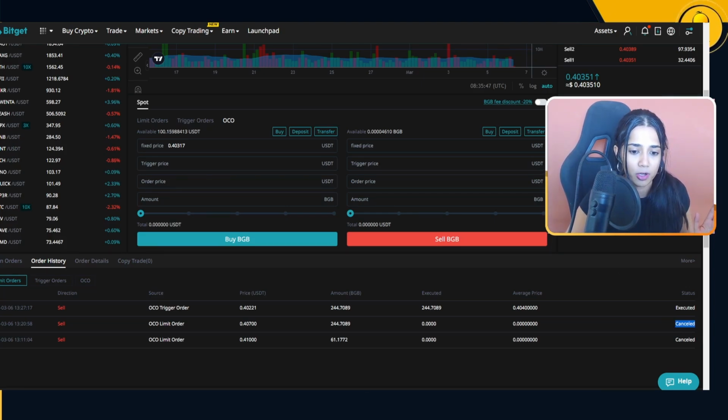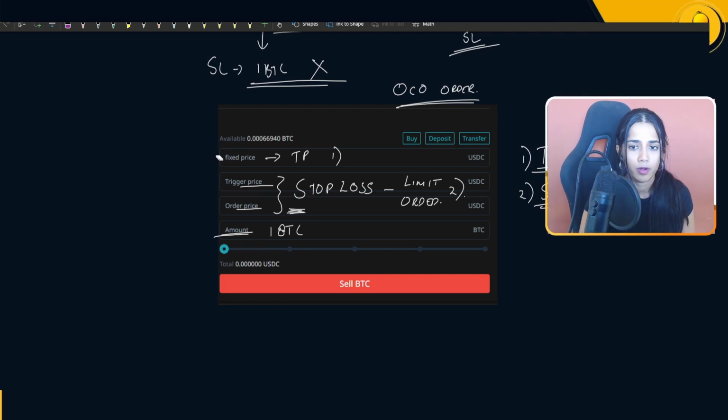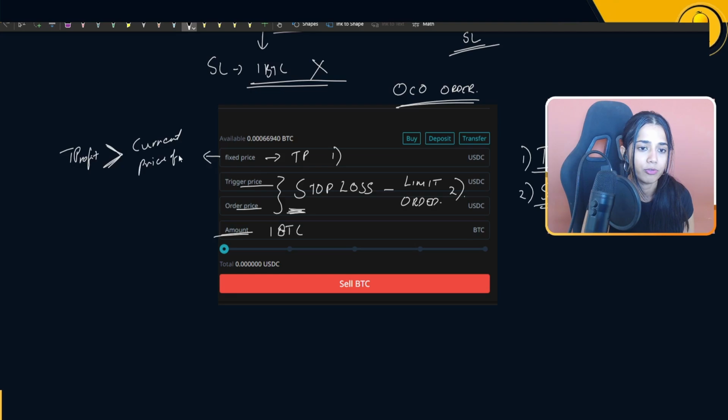Now, there are just a couple of notes that I want you guys to take. Right now, this is that OCO order card that we went through earlier. Now the fixed price, guys, which is the take profit, needs to be higher than the current price of the asset that you are trading. It only makes sense, right? That's your take profit. You don't want to be taking your profits lower than what price is at right now. So a take profit order has to be greater than the current price of the asset.